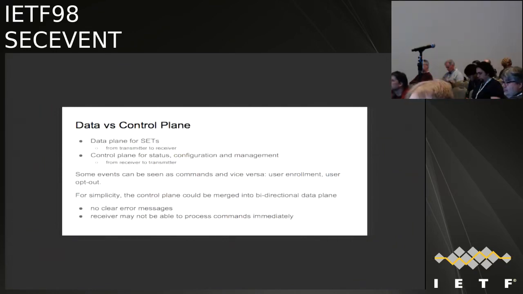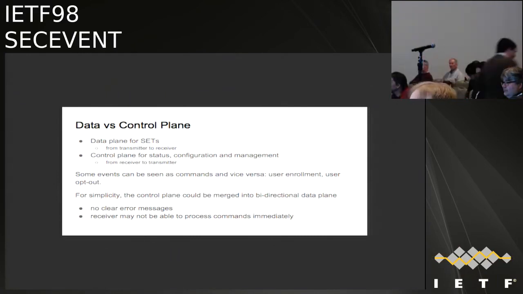So there was quite a bit of discussion about data plane versus control plane. At this point, I think we have pretty much consensus that we're going to have both a data and a control plane. The data plane goes from the transmitter to the receiver and sends the SET events. The control plane goes the other way around, from the receiver to the transmitter, and it allows the receiver to check the status of the stream, check the configuration of the stream, and manage the stream.